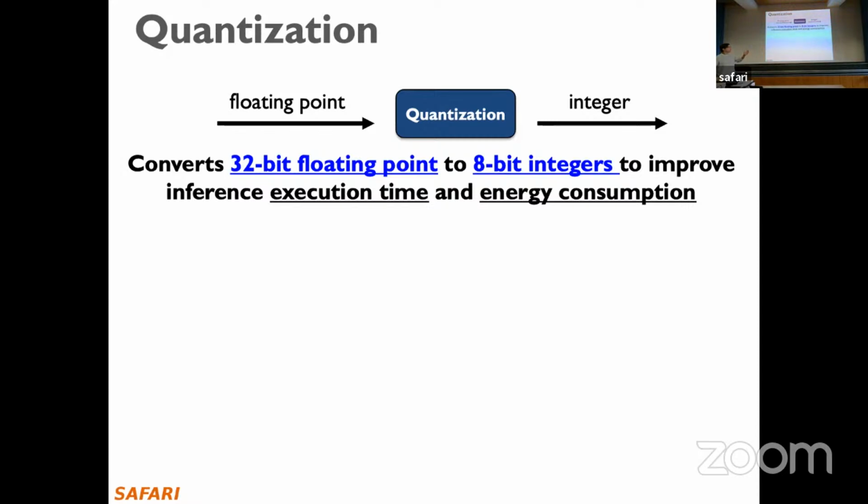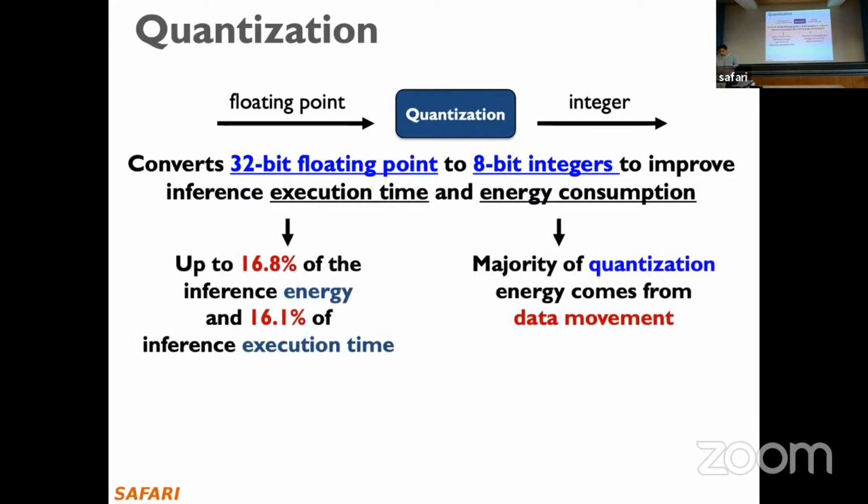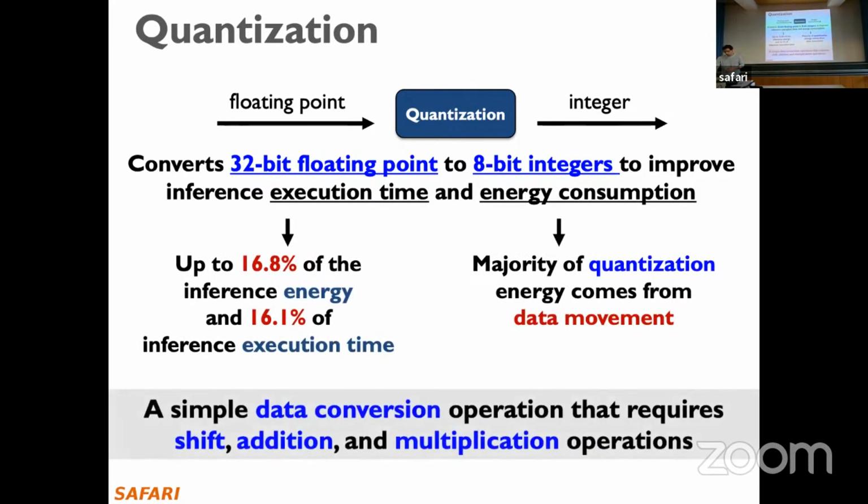Because this, in the end, is going to improve the inference execution time and the energy consumption. But it's also costly in terms of data movement. Why is that? Because you need to go over all the elements, all the inputs that you want to do inference for, and that's basically reading the entire input, performing some simple operations, in this case, shift, addition, and multiplication, and then write back. So again, a lot of data movement.